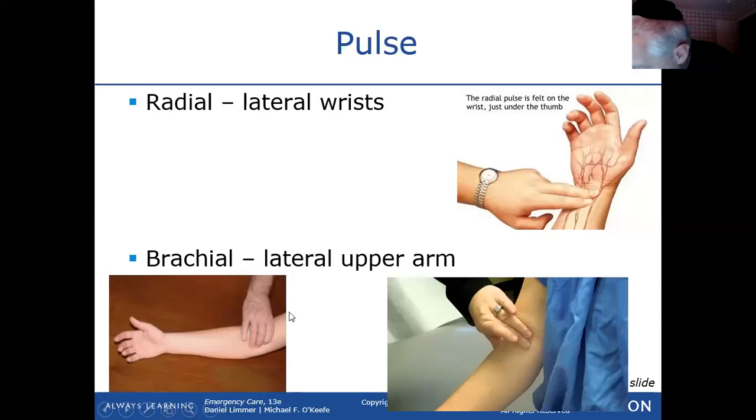So the brachial artery comes down the inside of the arm to about here, right below the crease of the elbow, and then it splits to the radial artery that runs down here, and your ulnar artery that runs along here. Okay.